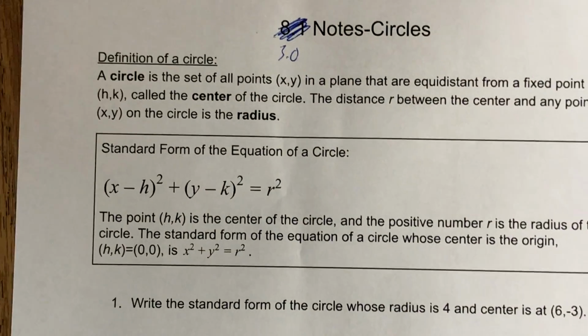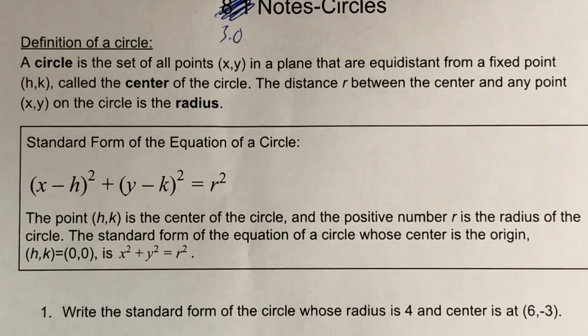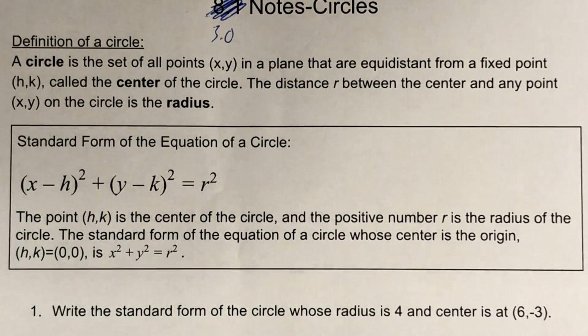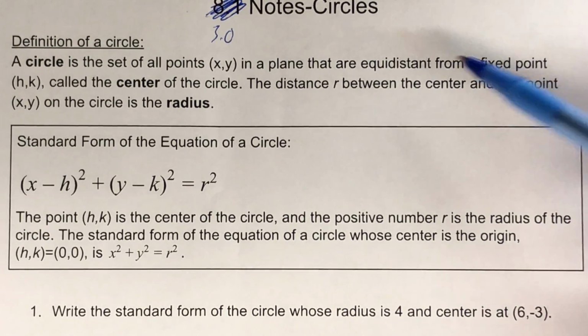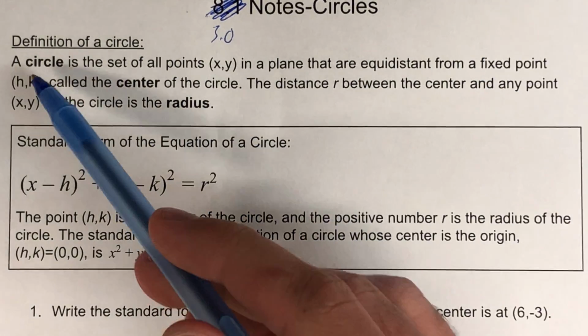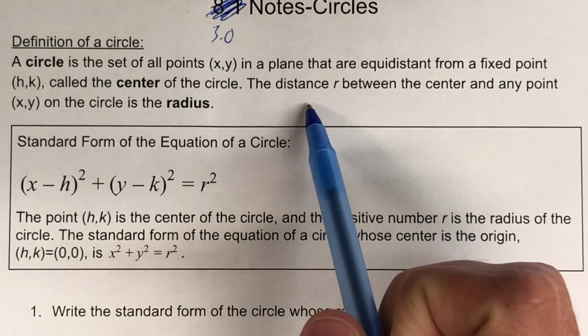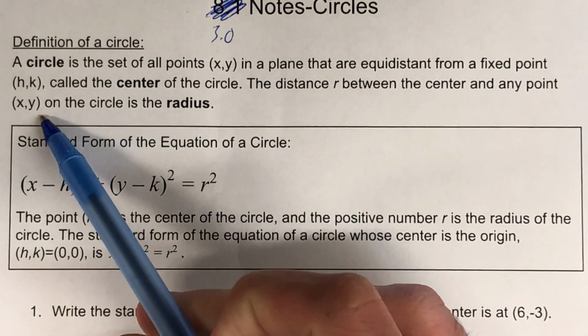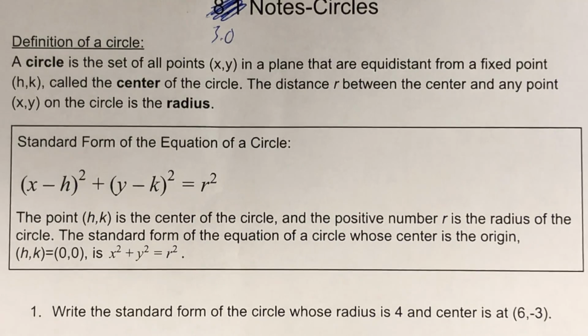Here we go, circles. So the way we define a circle, at least in pre-calc, is a circle is the set of all points x, y, so Cartesian coordinates, in a plane that are equidistant from a fixed point h, k, called the center. The distance r between the center and any point x, y in the circle is the radius.